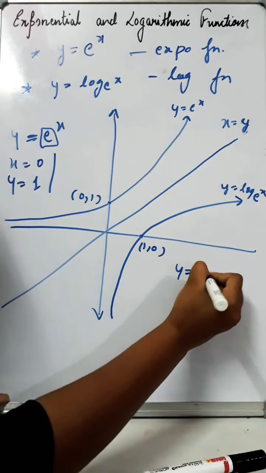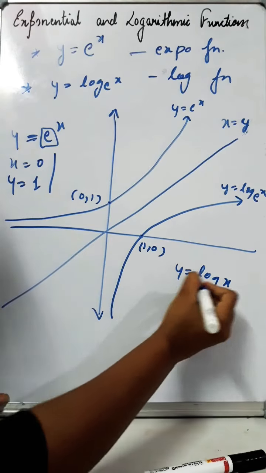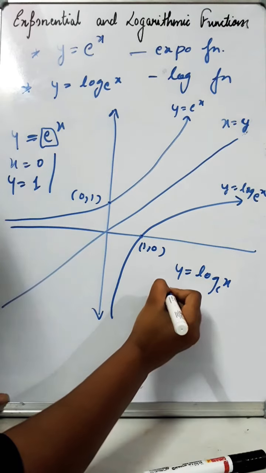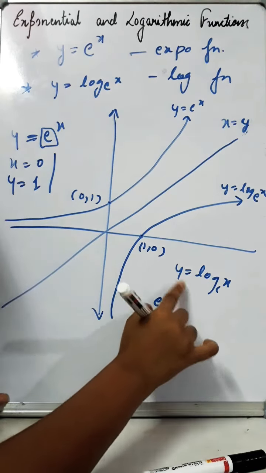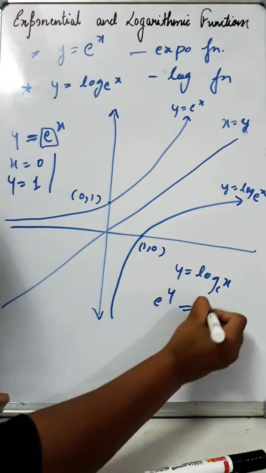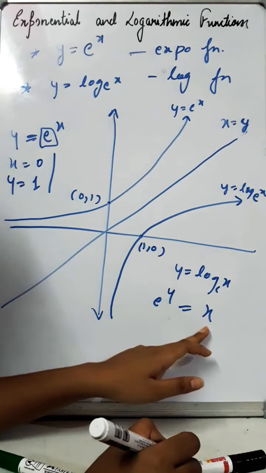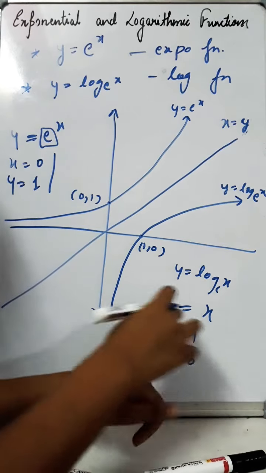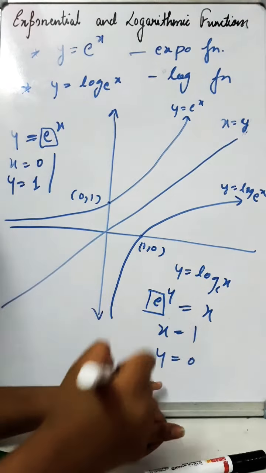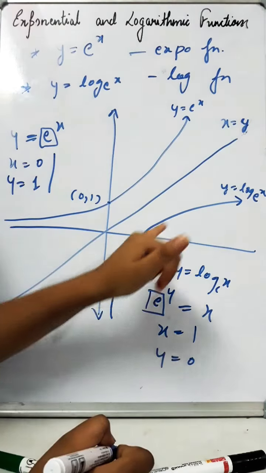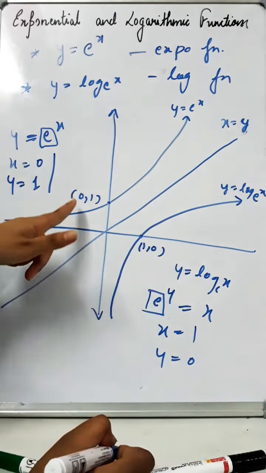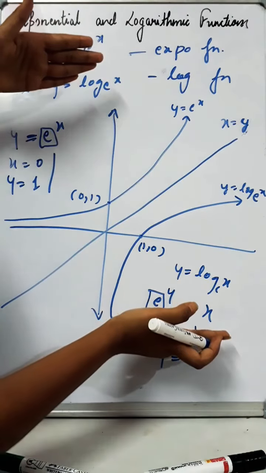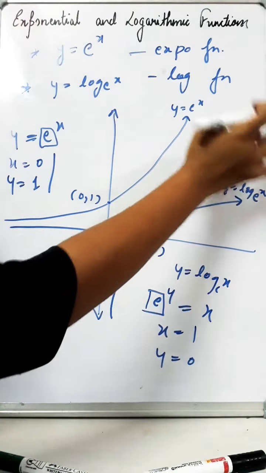And here in log function, y is equal to log x, that means e to the power y is equal to x. So if you put x as 1, y has to be 0 irrespective of whatever the base is. So in log function, your 1, 0 plays an important role. In exponential function, 0, 1 plays an important role. Both of the graphs are mirror image of each other, where x is equal to y acts as the mirror line.